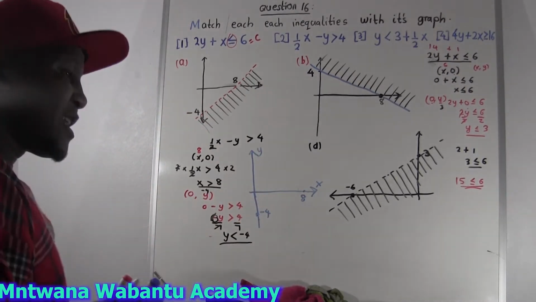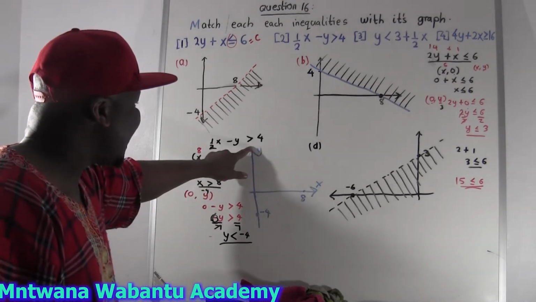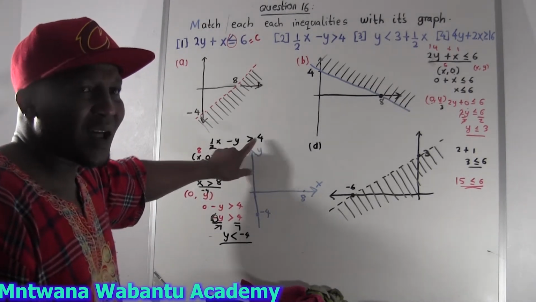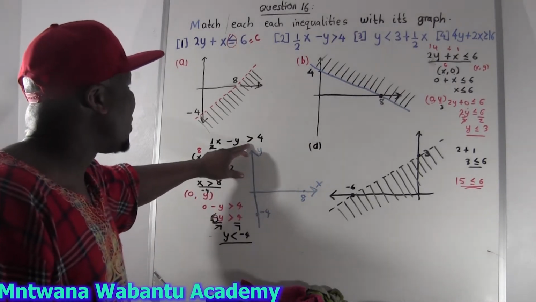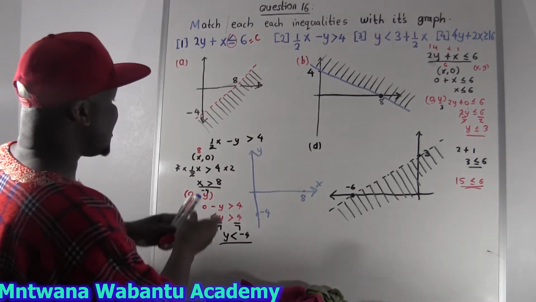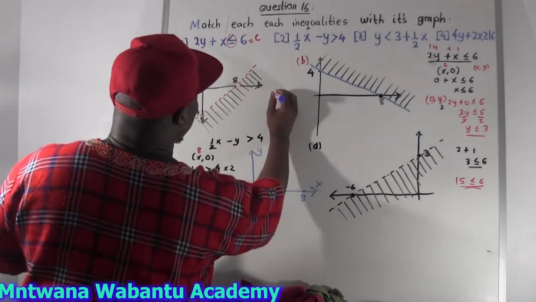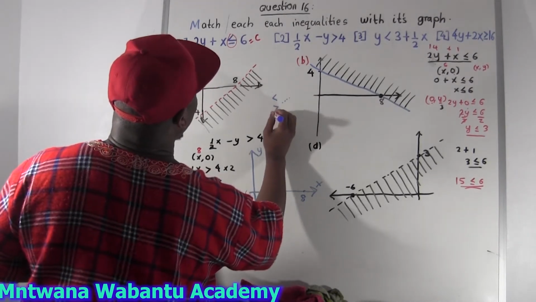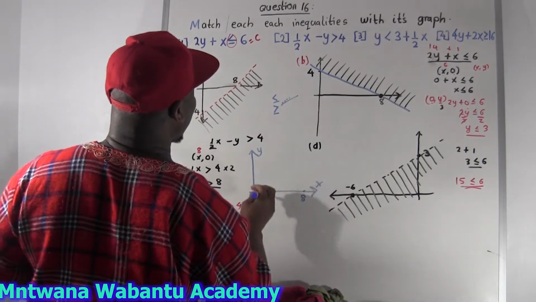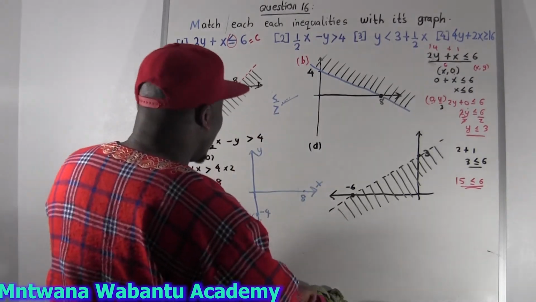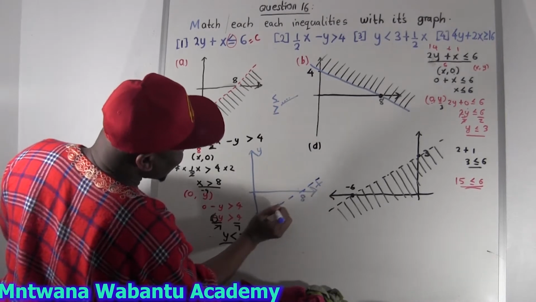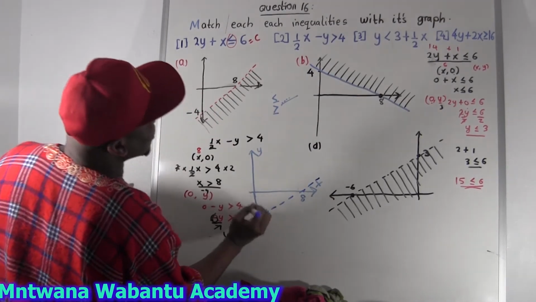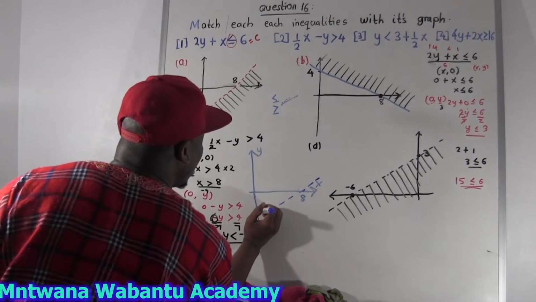Now after that I have to look. You see this sign here? This sign means our line is going to be dotted, because it's not including the line. For this sign, either this or this gives a dotted line, but if it's this, then it's a solid line. So for this case, it's going to be a dotted line. You must cut at this point.